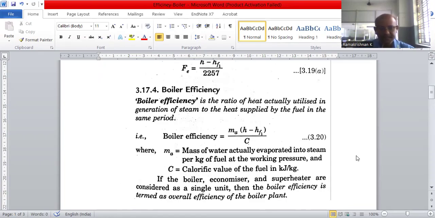In a steam power plant, the boiler is used with heat recovery devices like the economiser and superheater. So these are considered as a single unit. Here, the boiler efficiency can be expressed as the overall efficiency of the boiler plant. So the units added to the boiler are treated as a single unit, and its efficiency is expressed as the overall efficiency. Now we'll look into a problem for understanding the boiler efficiency.